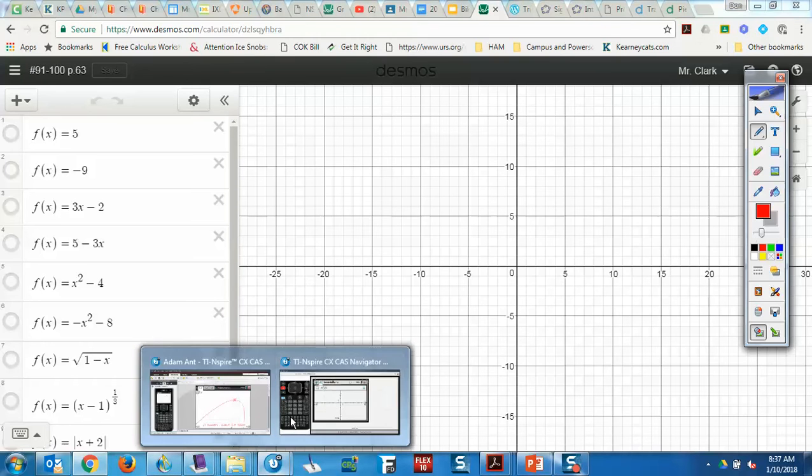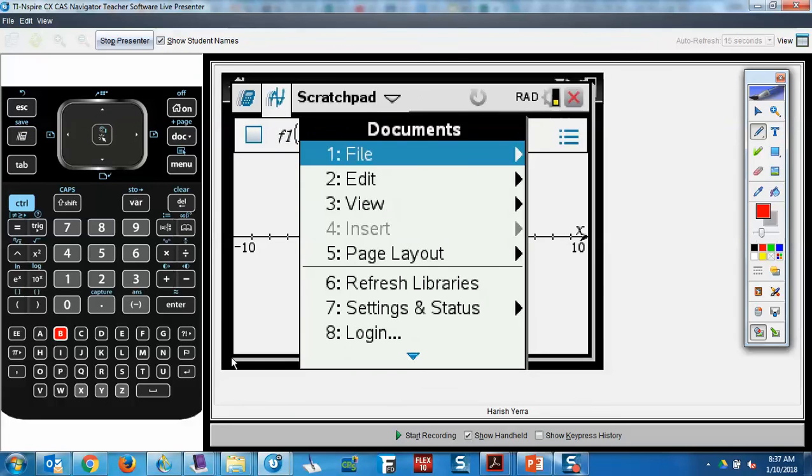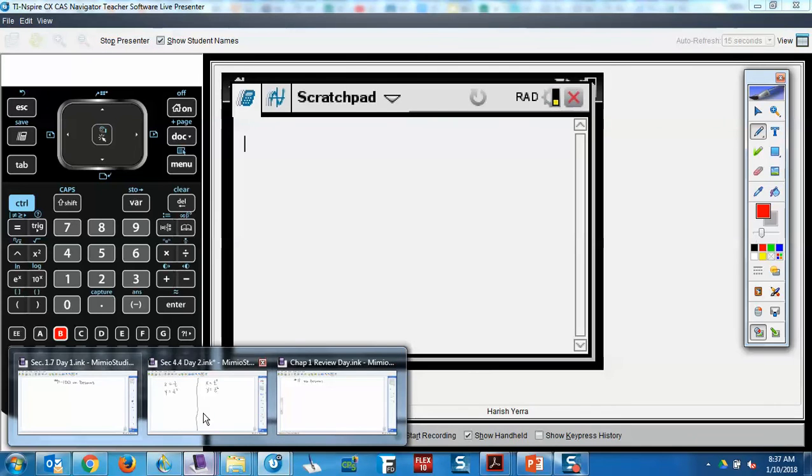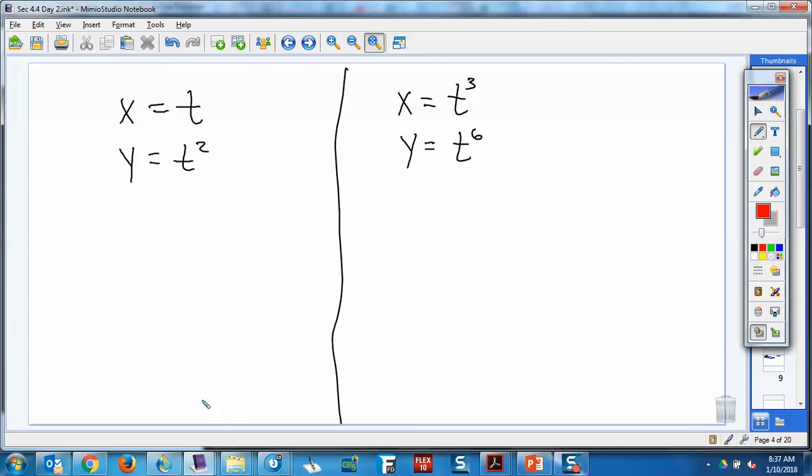Now go into your parametric mode and put in these two equations here. X equals t, y equals t squared for one of them, and then x equals t cubed and y equals t to the 6 for the other. Yeah, I think we could leave the range at the default. That's probably fine.